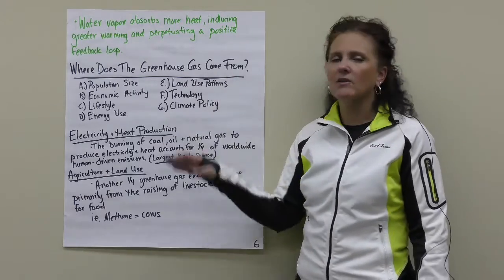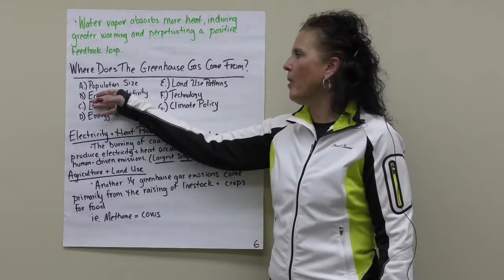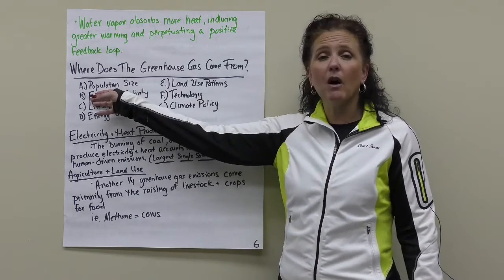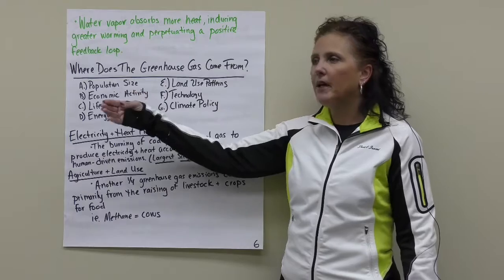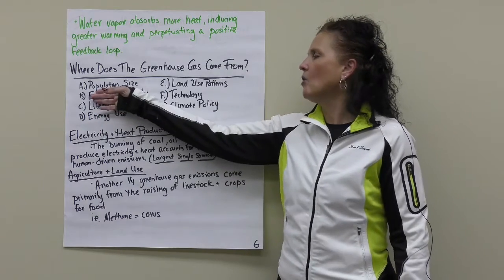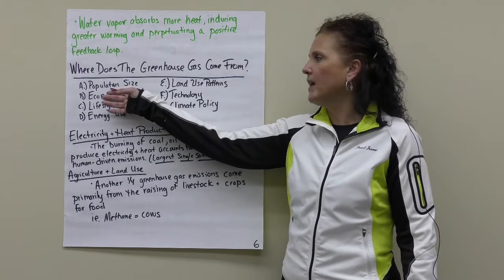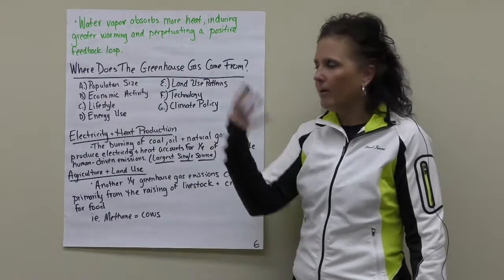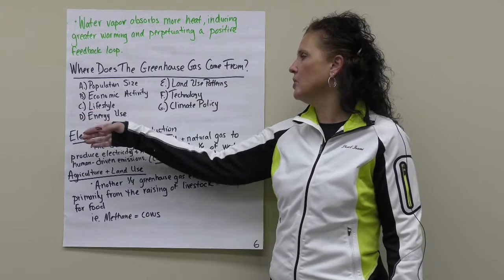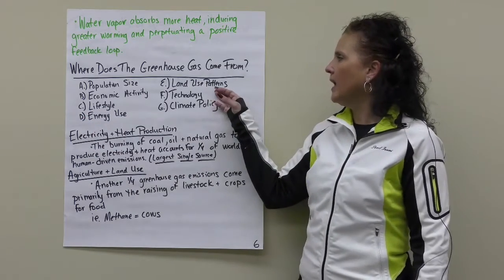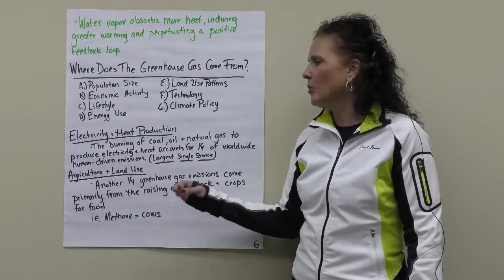So we want to know, where do the greenhouse gases come from? We have these 7 different places. These are the ones that impact your population size. So if you live in a small town or a small area, there may not be as many cars. There may not be factories. There may not be deforestation. The larger the population, like Los Angeles, right, the more smog we get from the cars, which means more carbon dioxide going into the atmosphere. Then there is economic activity, your lifestyle, the things you choose to do, how much energy we use, land use patterns, technology, and climate policy. We're going to look at just a couple of those, especially since we live here in West Virginia.